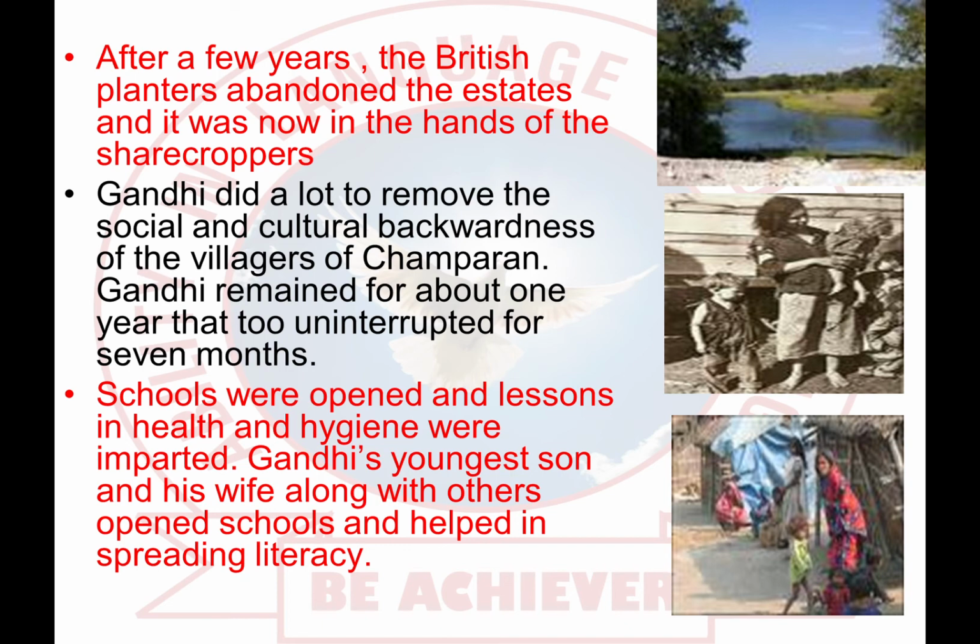After a few years, the British planters abandoned the estates and it was now in the hands of the sharecroppers. Gandhi did a lot to remove the social and cultural backwardness of the villagers of Champaran. Gandhi remained for about 1 year, that too uninterrupted for 7 months. Schools were opened and lessons in health and hygiene were imparted. Gandhi's youngest son and his wife, along with others, opened schools and helped in spreading literacy.